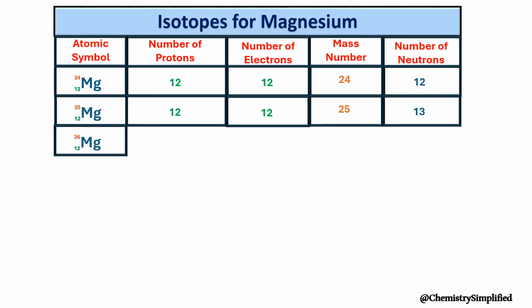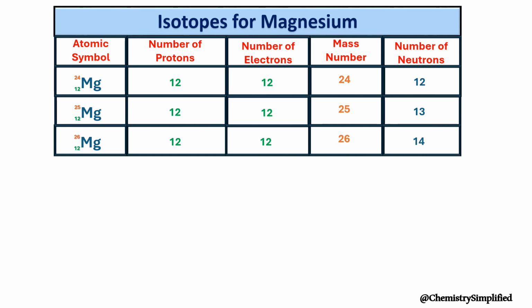And let's look at one last example. This time we have the mass number given as 26. Number of protons is still the same, 12. Number of electrons should be the same as the number of protons because this is a neutral atom, 12 as well. And the mass number is given as 26. And lastly, the number of neutrons should equal the mass number 26 minus the atomic number, which is 12, and that would give us 14.